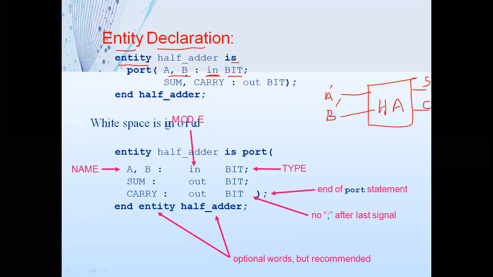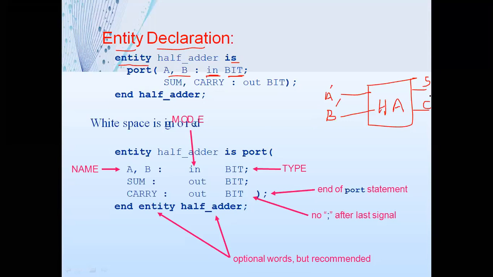You have to specify whether it is an input or output, because VHDL cannot describe it on its own. The user has to specify the mode of the signal and the type of the signal. So here the mode of the signal is input and the type of the signal is bit. So A and B are the input signals. They are bit signals, meaning a single line of information.